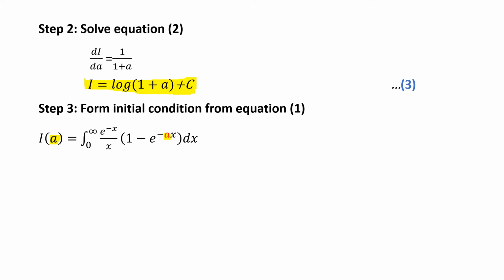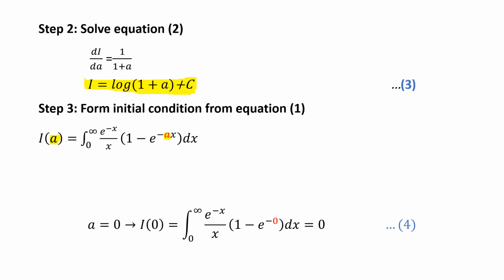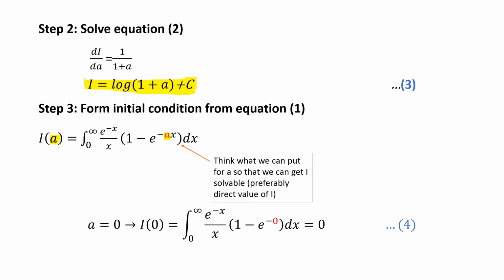So see, for this particular integral, if we put a equal to 0, then e raised to minus 0 will be 1, and 1 minus 1 will be 0. So the value of the integration will directly be 0. So the condition we put is a equal to 0, then I(0) is equal to 0. What we have done is find the value of a that lets us directly get the value of I. So we got I(0) equal to 0, and this is our initial condition.